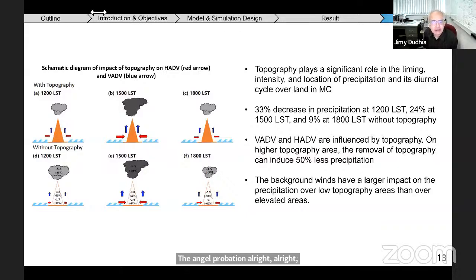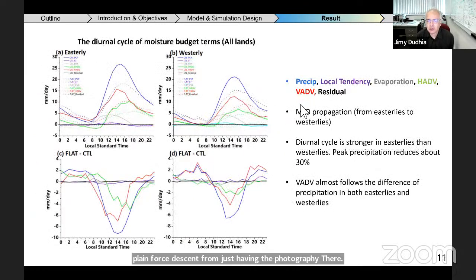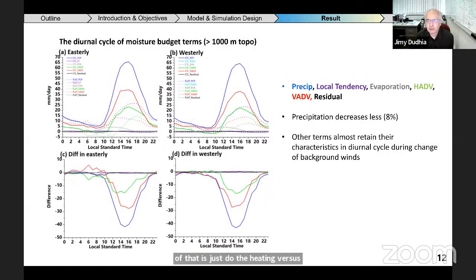Thanks. I had one minor question. On the effect of topography, there are two effects really. One is the diurnal effect of upslope flow and convergence due to the heating. And the other is just plain forced ascent from just having the topography there. In your budget, there should be a way to separate how much of that is just due to the heating versus just forced ascent. It may not be easy, but do you know which is more important? Is it the presence of the localized upslope heating or forced vertical motion?